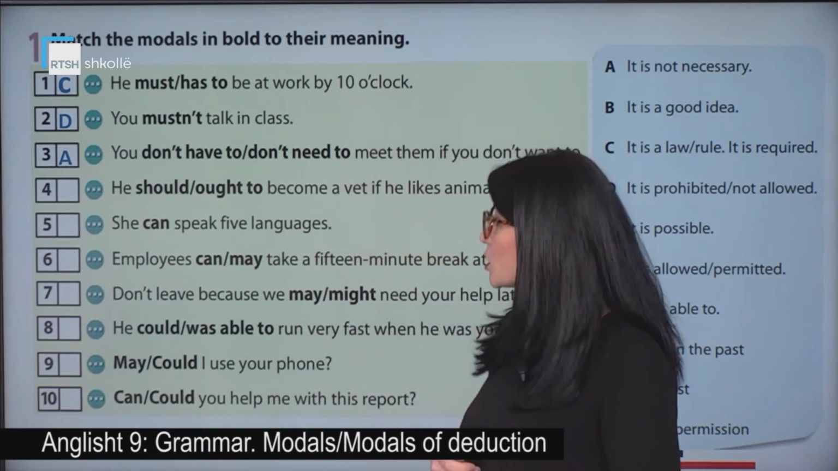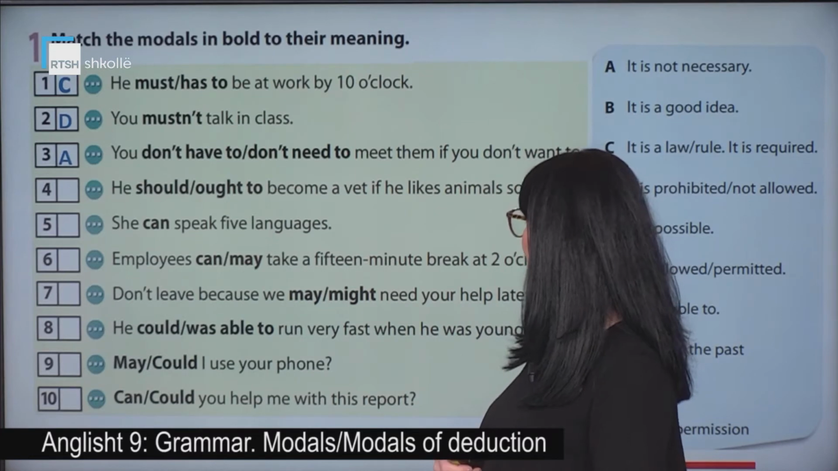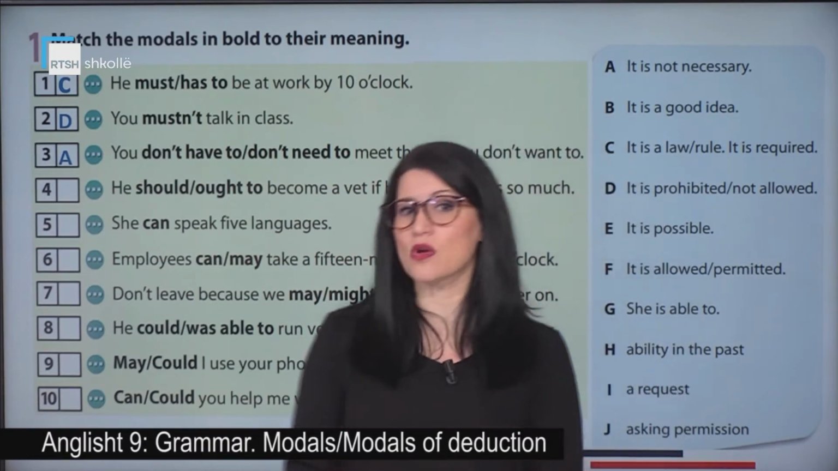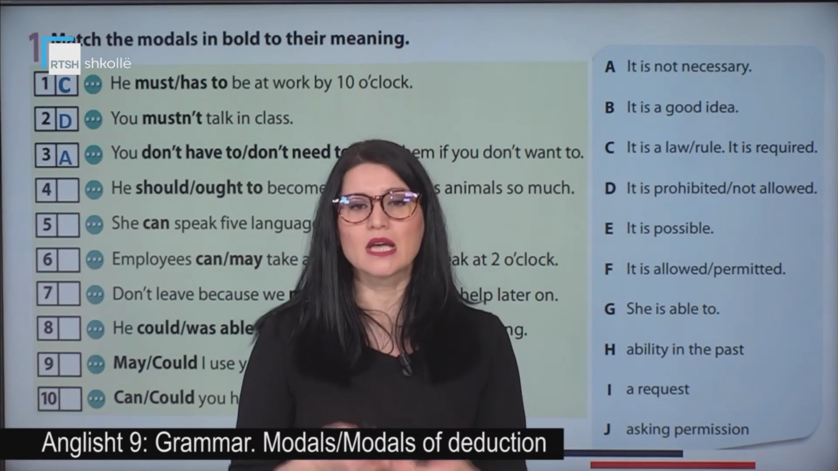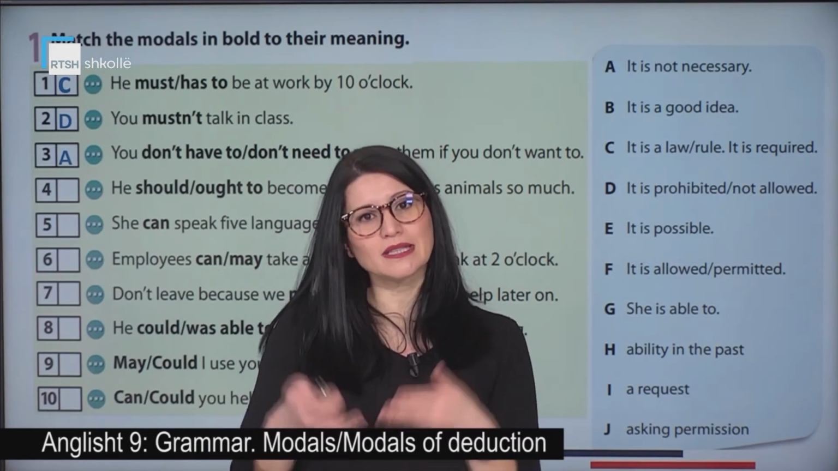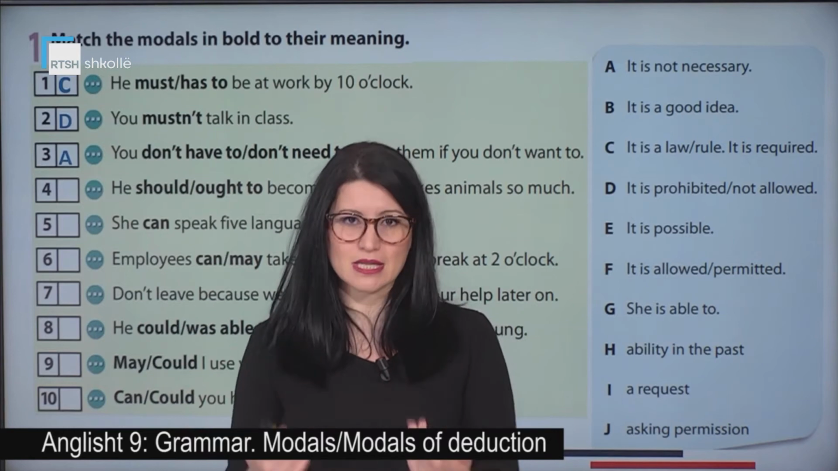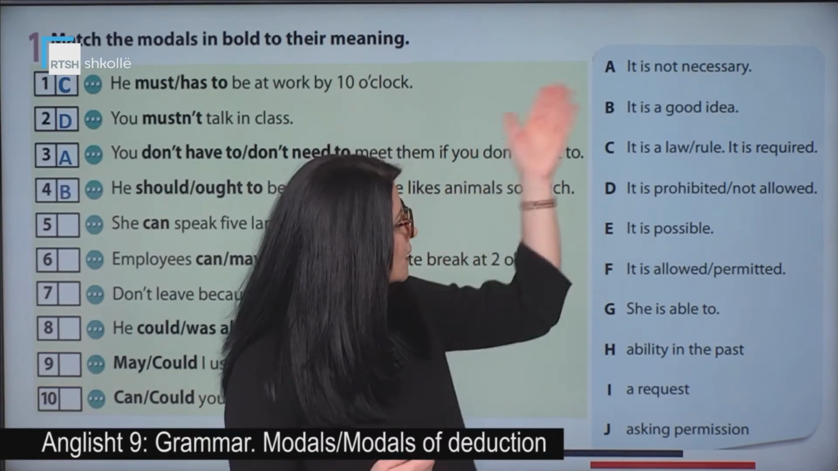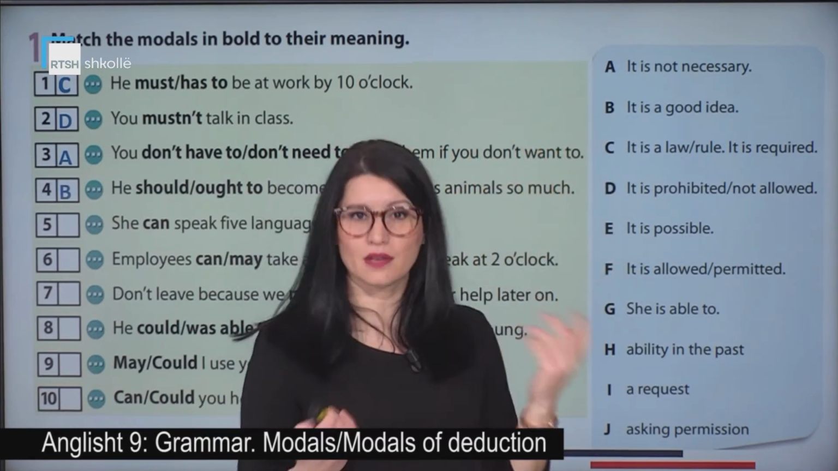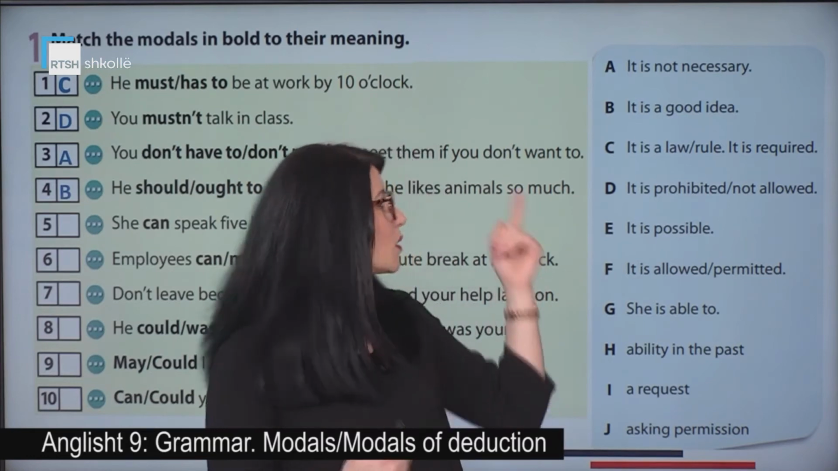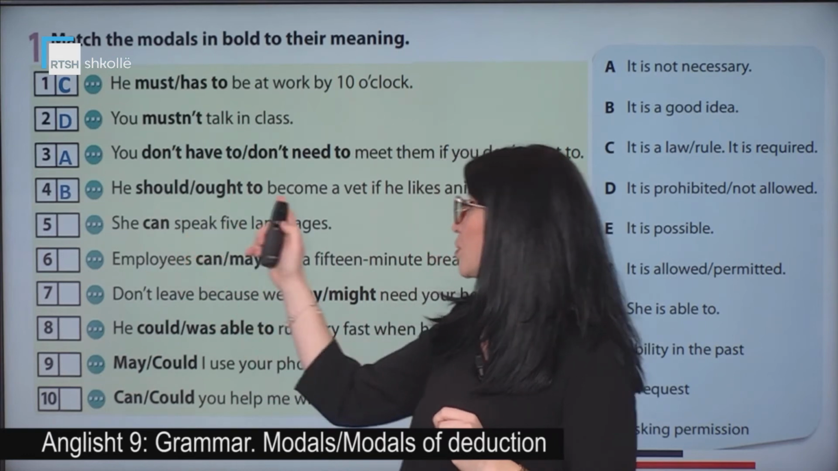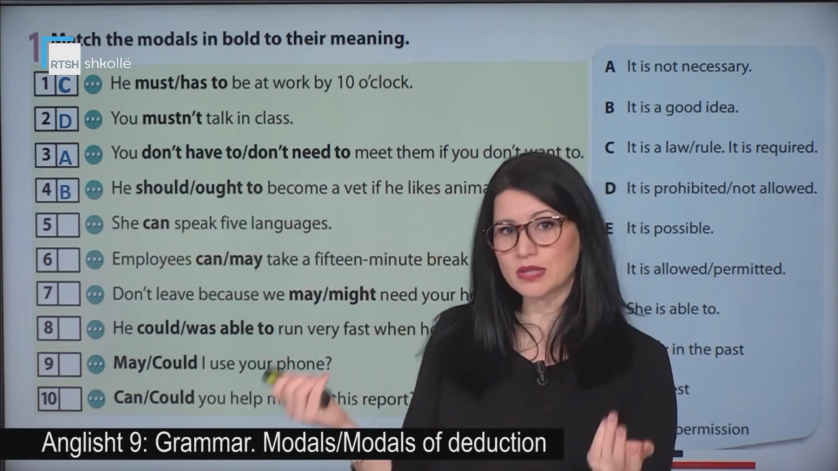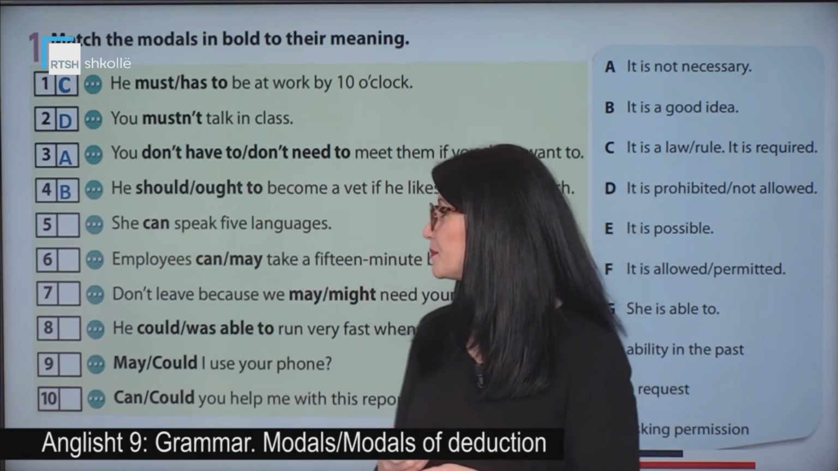Let's go on. He should or ought to become a vet if he likes animals so much. So this person is giving advice, right? This person thinks that it is a good idea to do something like this. And the letter that is matched with this sentence is letter B. So he should or ought to become a vet. It is a good idea that he becomes a vet.